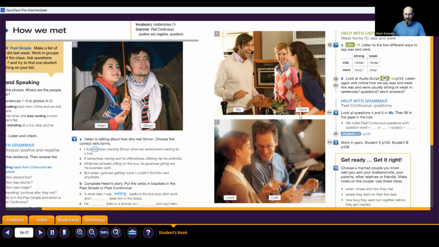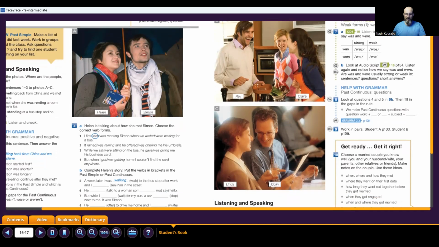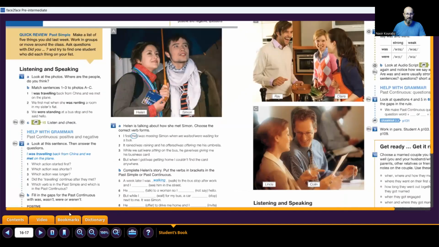Then we have Ray and Claire and this girl. They are in the kitchen. What are they doing? Yeah, they are chatting, smiling, and they look happy. And cooking, of course. Then we have Linda and Colin. Where are they, do you think? Yes, on an airplane, because they're drinking and the seats here, and it looks like business class, I don't know, maybe. Okay, so let's see exercise number 1.